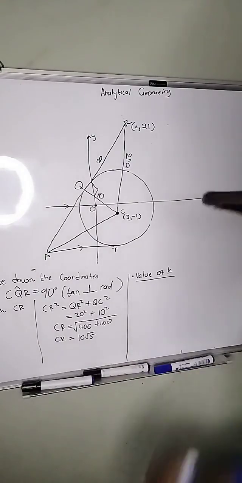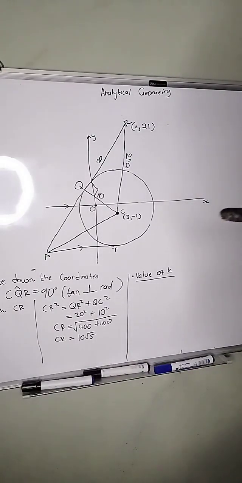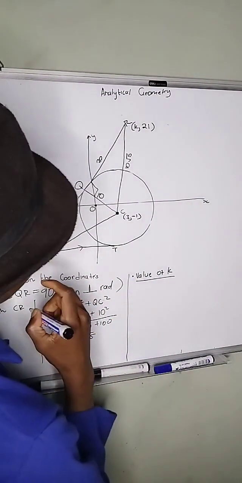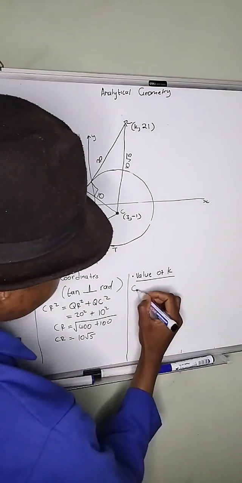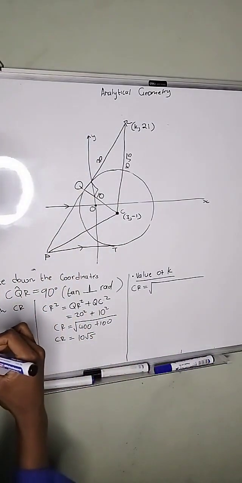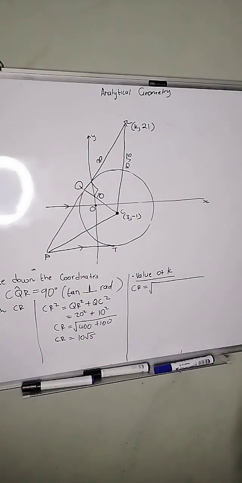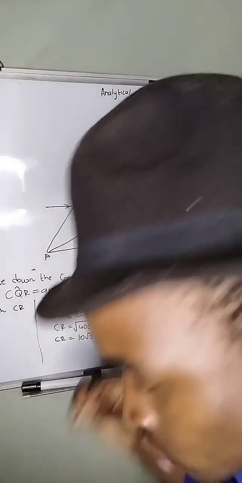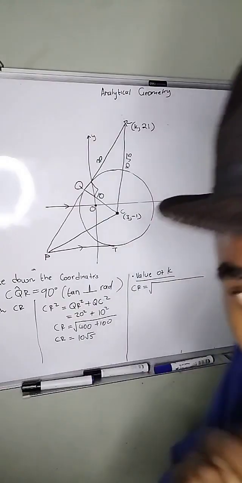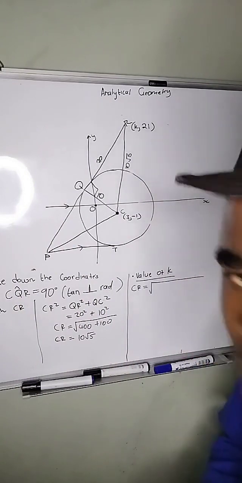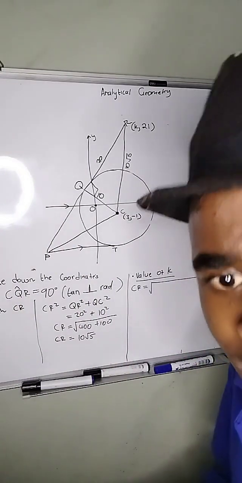So, how can we get the value of k? With the distance formula, right? So, what am I going to have? I'm going to have CR is equal to the root. So guys, let me ask you a question. Why are they emphasizing that we must calculate the value of k if R lies on the first quadrant? What do you think? Why is the question portrayed like that?